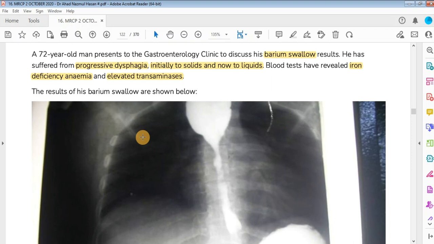A 72-year-old man presents to gastro clinic to discuss his barium swallow result. He has suffered from progressive dysphagia, initially to solids and now to liquids. Blood tests have revealed iron deficiency anemia and elevated transaminase. The barium swallow is as shown below.